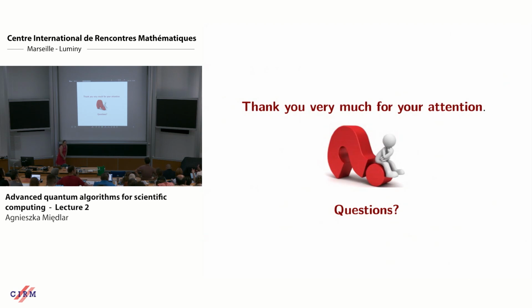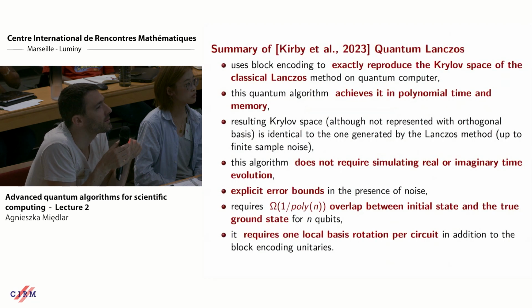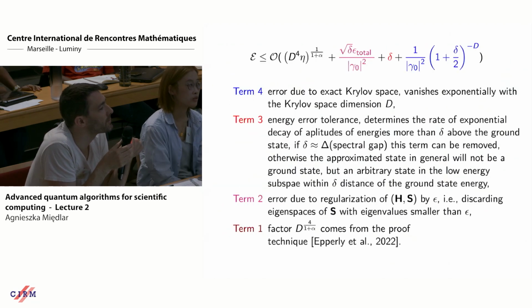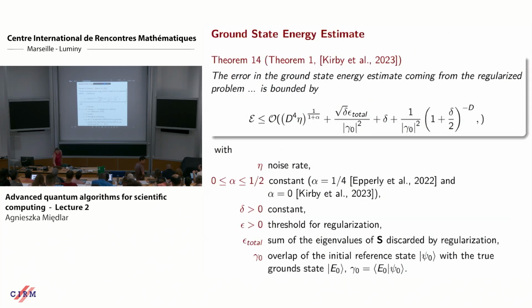So I didn't remember the gamma 0 parameter that you have at the very end. Is it the overlap? So the gamma 0 parameter, yes. So the question is, what is gamma 0? So gamma 0 is the overlap between the initial state, so what you start with, and your ground state.